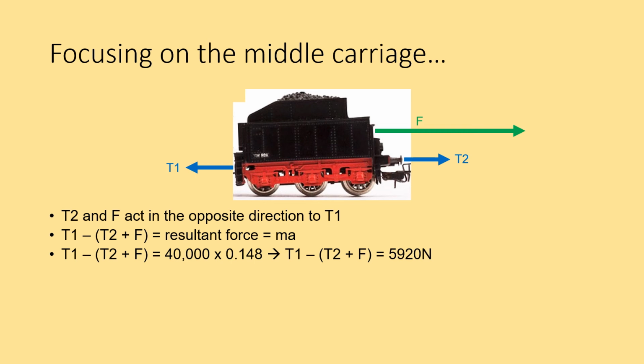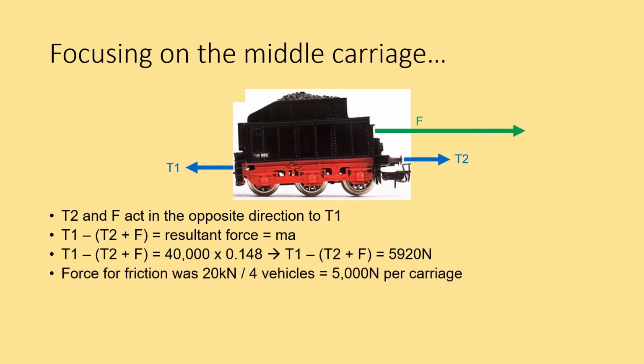This is fine, but we were told to find an expression for T1 minus T2. So the force for friction was 20 kilonewtons divided by all 4 vehicles, and that gives 5,000 newtons per carriage.